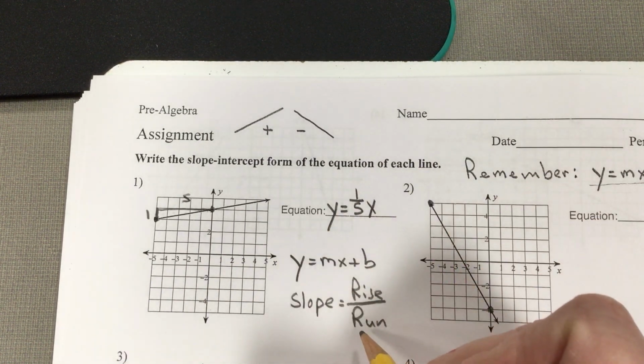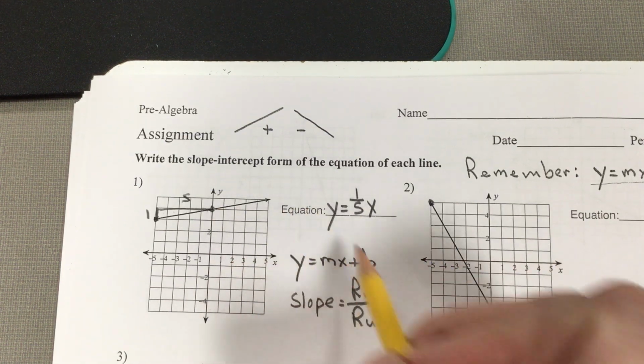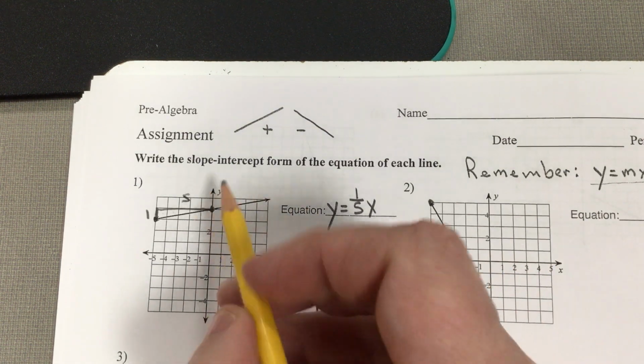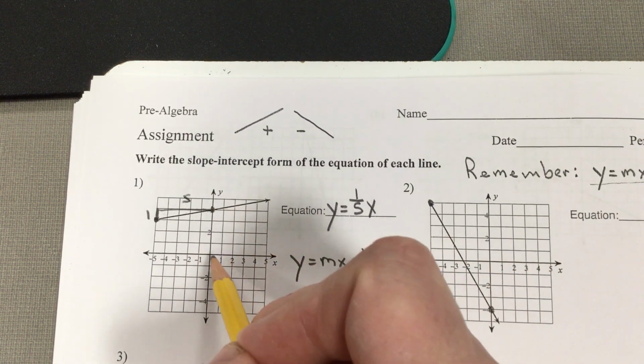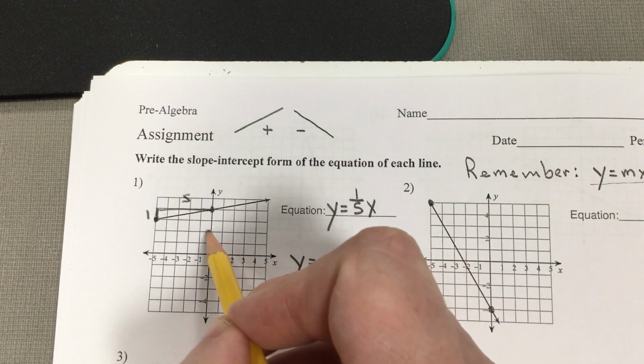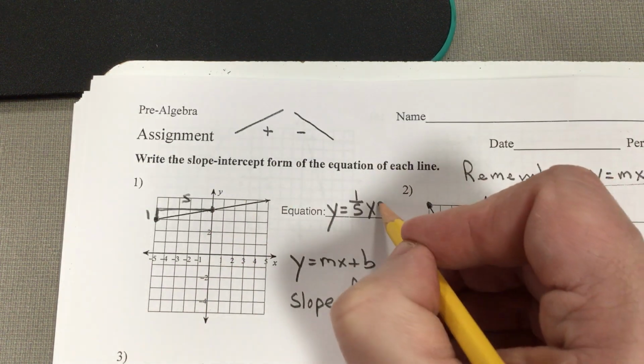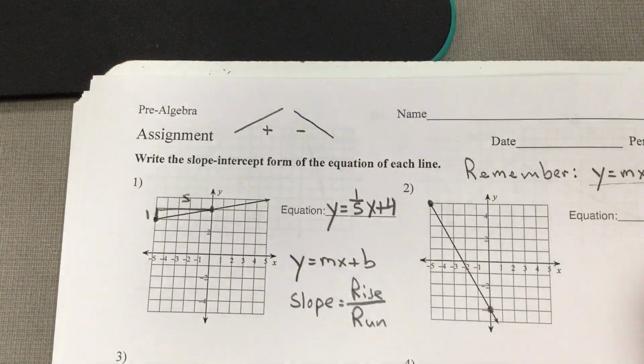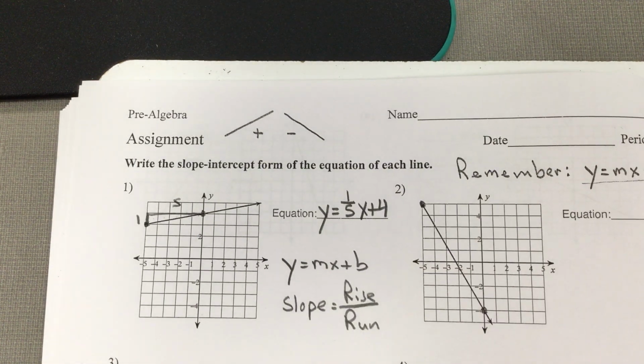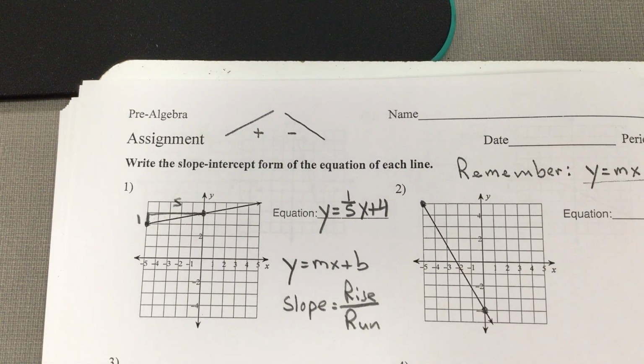Now, I'm going to figure out what the b is, or the y-intercept. So where does it cross? Right here. Well, in this one, notice that it has the number. So it's 2, 3, 4. So it crosses at 4, and it's a positive 4. So here's my equation: y equals 1/5 x plus 4.